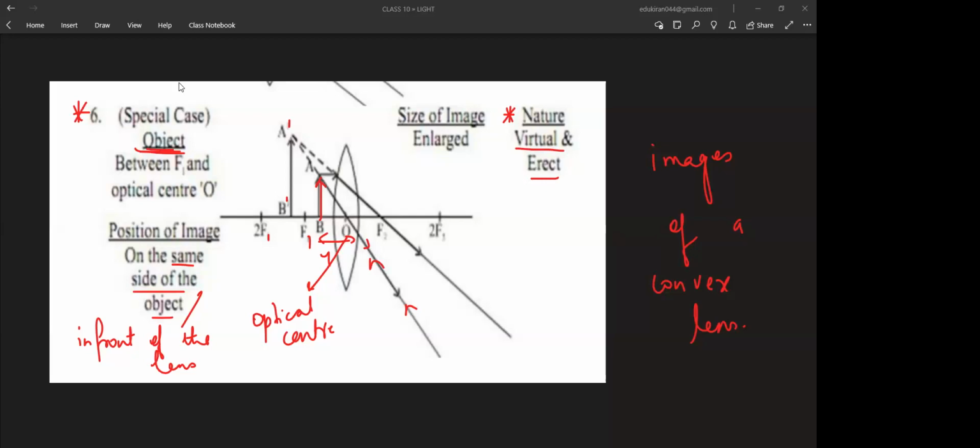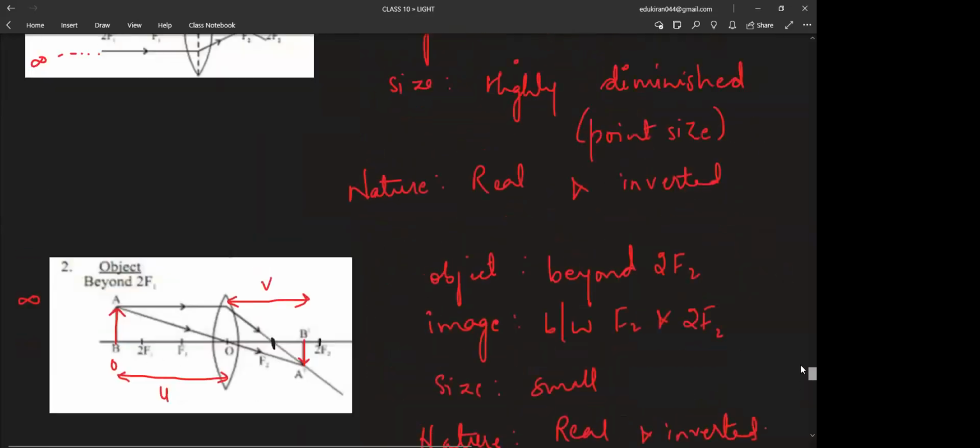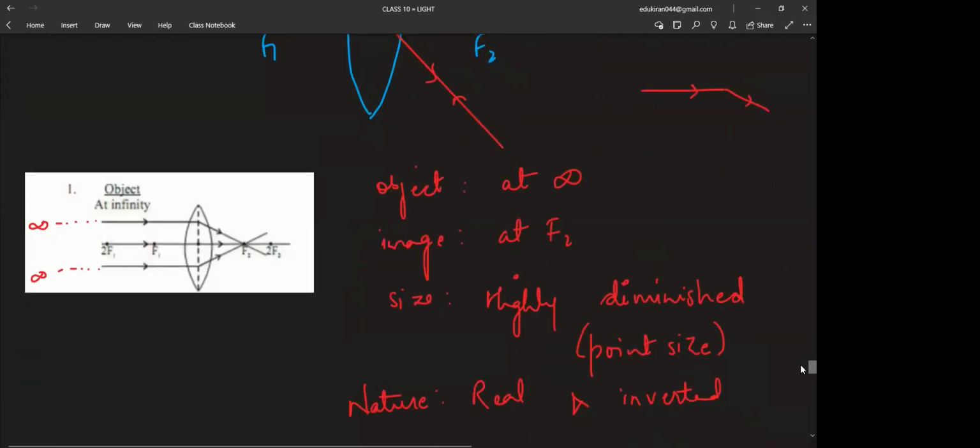Can you go to the first case? This one? Yeah. Where the nature of the image is real and inverted, how can we say that? See, this cannot be calculated. This first case is seen experimentally only.